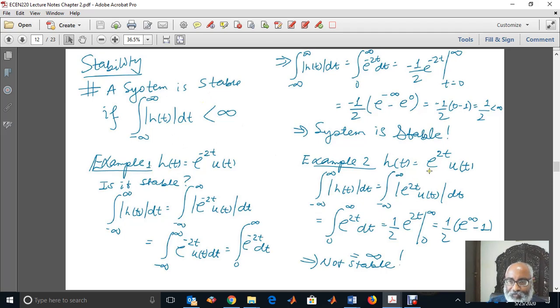On the other hand, if I have h(t) equal to e to the power of 2t u(t), again we apply the rule of the integration from minus infinity to infinity. That means from 0 to infinity, 1 over 2 e to the power of 2t. So this is e raised to infinity, which is equal to infinity. So the result of the integration is infinity. That means the system is not stable. The system is not stable means even if I give bounded input, the system will give unbounded output.